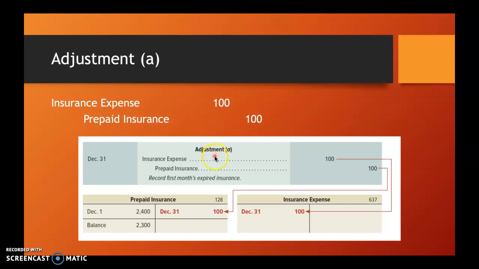Down here on the bottom, this is just a helpful way to show you where these are going, the different T accounts. For prepaid insurance, you can see we had a $2,400 debit, which, because it's an asset, is a normal balance. Then on December 31st, we expensed off $100 worth of that, so our ending balance is $2,300. And over here, the insurance expense is a debit of $100 because expense accounts have a debit normal balance.